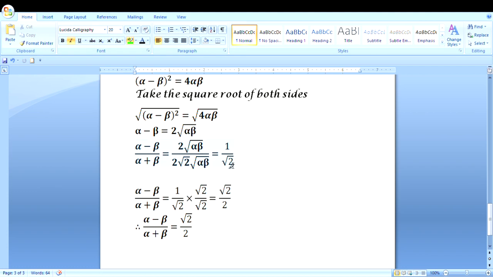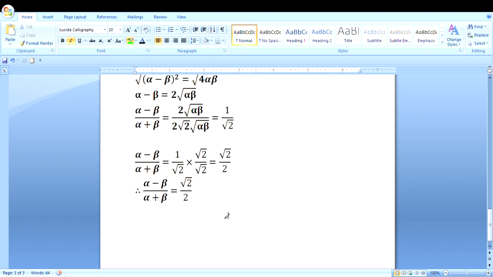To rationalize this, we multiply the numerator and the denominator of this fraction by the denominator. So this becomes 1 over root 2 times root 2 over root 2. So 1 times root 2 is root 2. Root 2 times root 2 is root 4. And root 4 is 2. So the value of alpha minus beta over alpha plus beta is root 2 over 2.